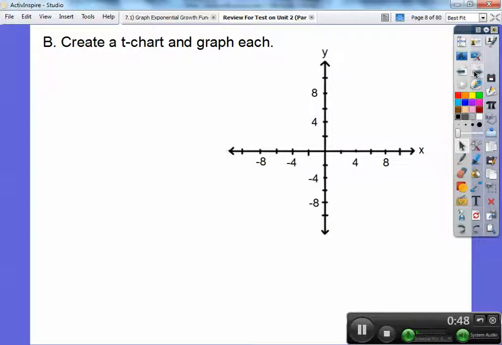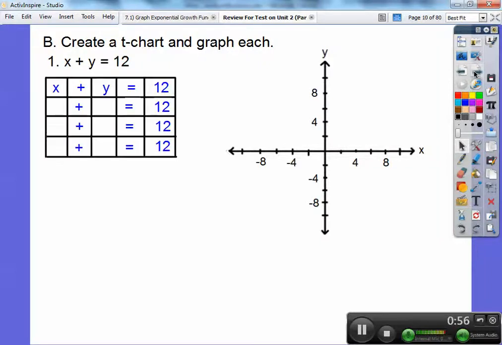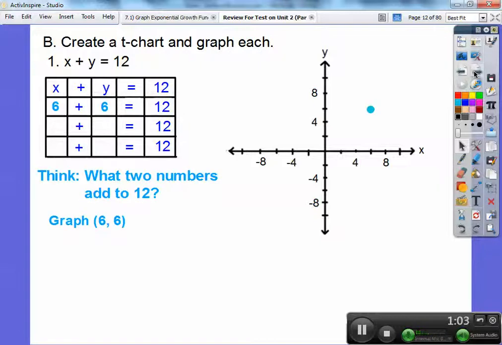Here, create a T-chart and graph. Here's the first one. Sorry, I got some noise outside. I'm in my classroom. We're going to make a T-chart. Think of what two numbers add up to 12. You can pick any two numbers. Here I chose 6 and 6 because 6 plus 6 equals 12. Then I chose 8 and 4, so over 8 up 4. And then I chose 2 and 10.